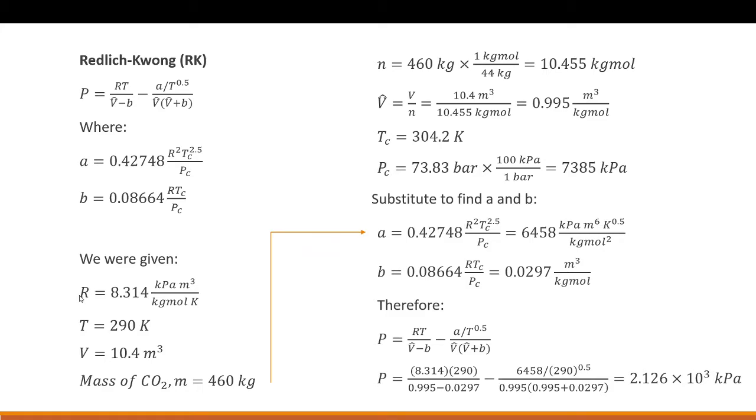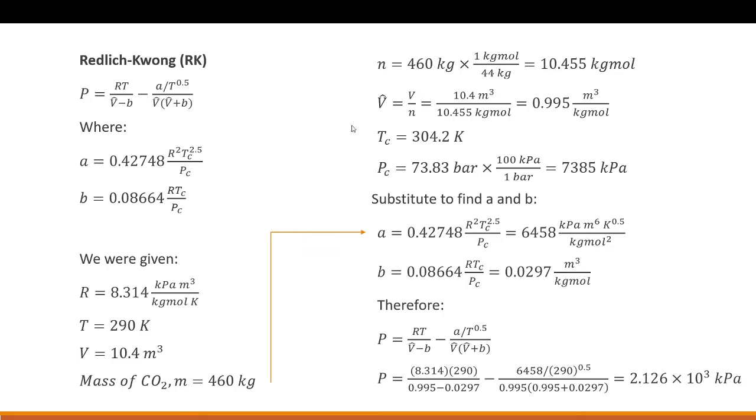We know that R is a constant, the ideal gas law constant, 8.314. The temperature is 290 Kelvin as stated in the question. Volume is 10.4 meter cubed, and the mass of CO2, M, is 460 kg. So first we convert CO2 to the number of moles by dividing by its molecular weight, which gives us 10.455 kilomoles.